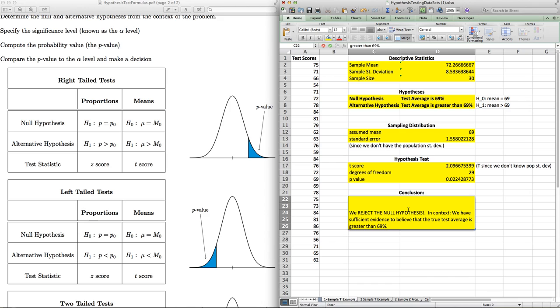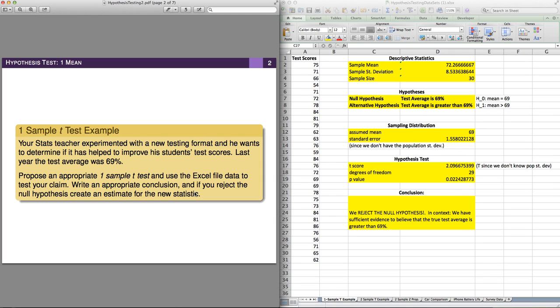Notice that we do not say that it's equal to 72. We do not say that it's not 69. We just have evidence to believe that it's greater. You have to leave yourself a little bit of wiggle room here because you could be making a type 1 or a type 2 error. You don't know. To conclude, we should create an estimate of the new statistics.